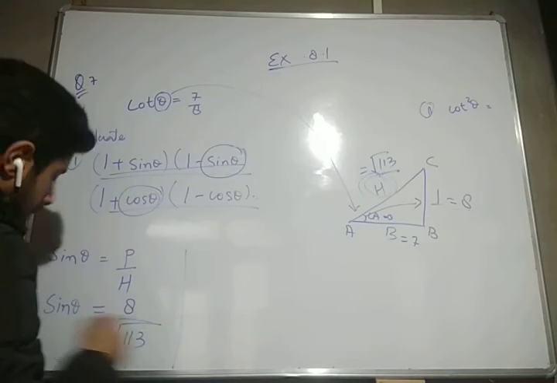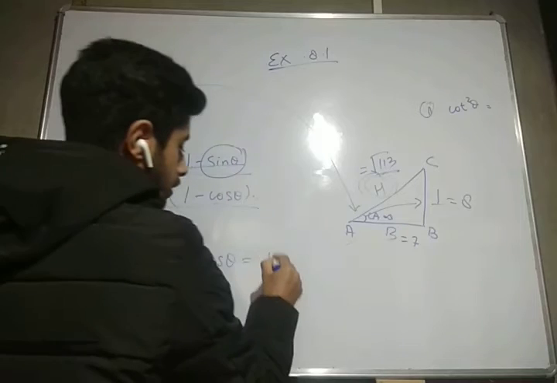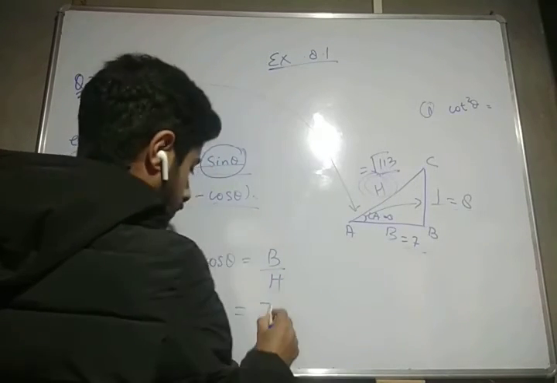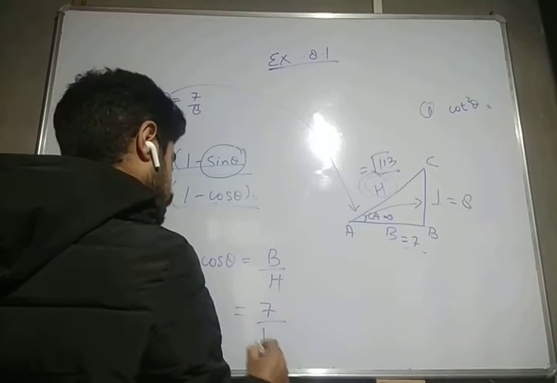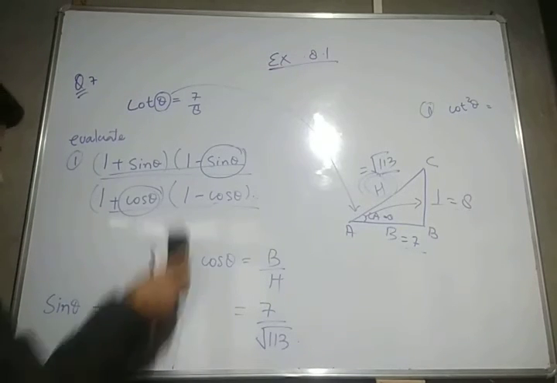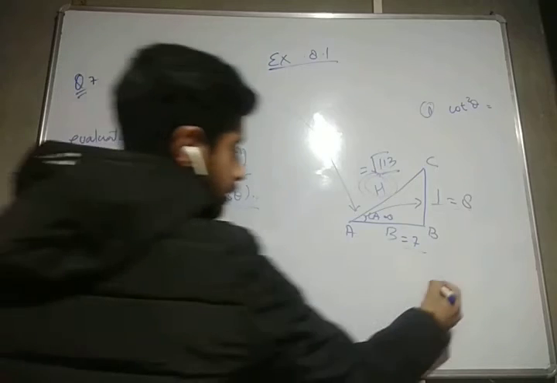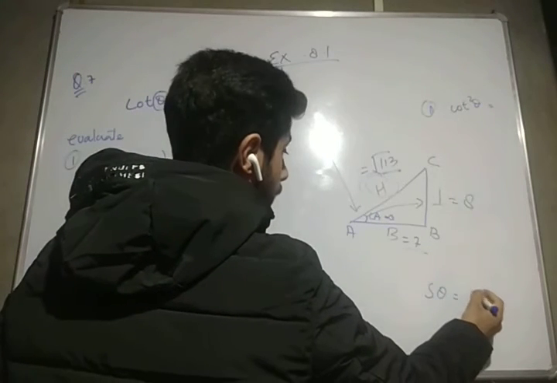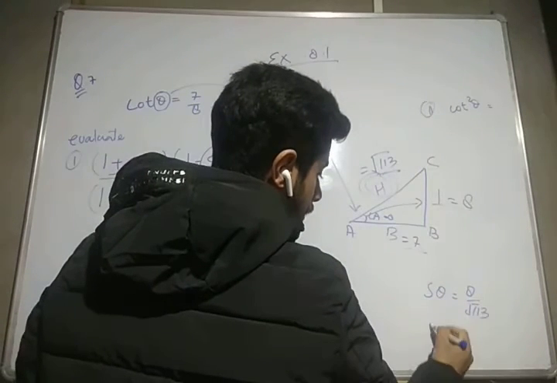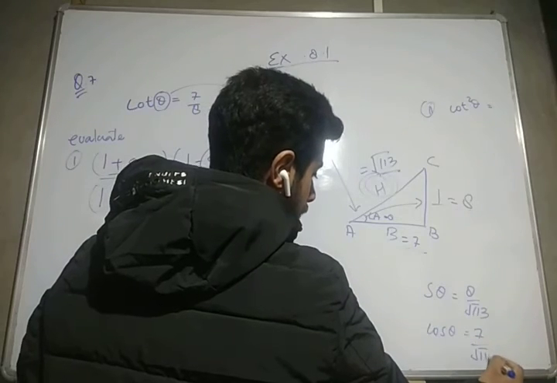And let's calculate cos of theta. Cos is base over hypotenuse. So what is the base for this theta? It's 7. So it is 7 over root 113. We calculated both the ratios, sine as well as cos. Sine theta is perpendicular 8 over root 113, and cos theta is base, that means 7 over root 113.